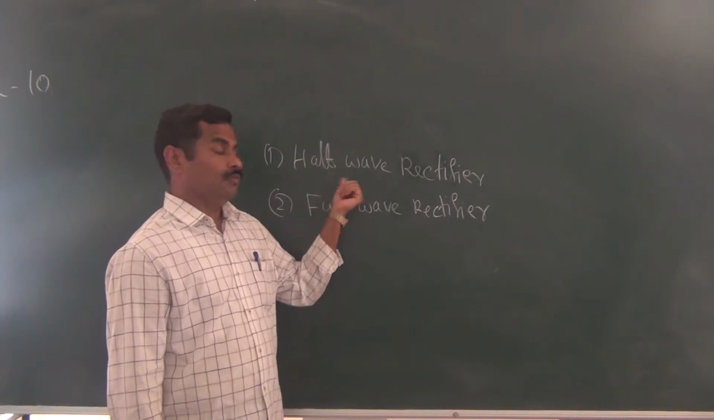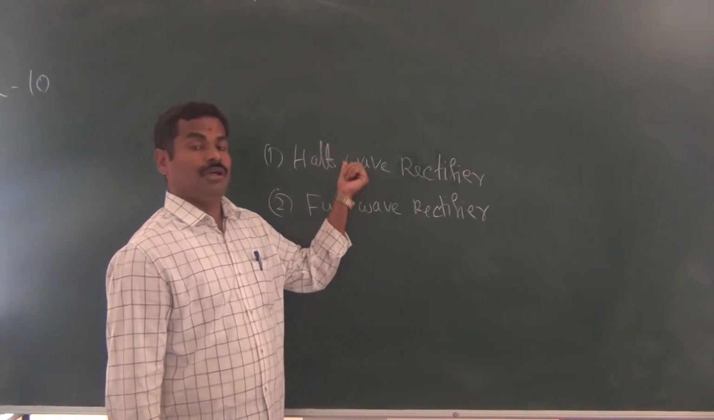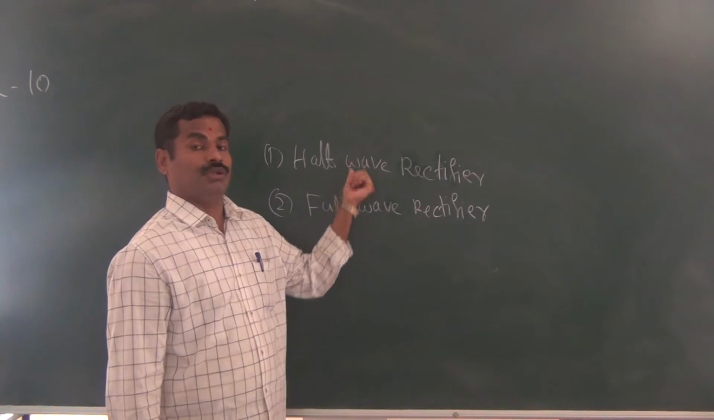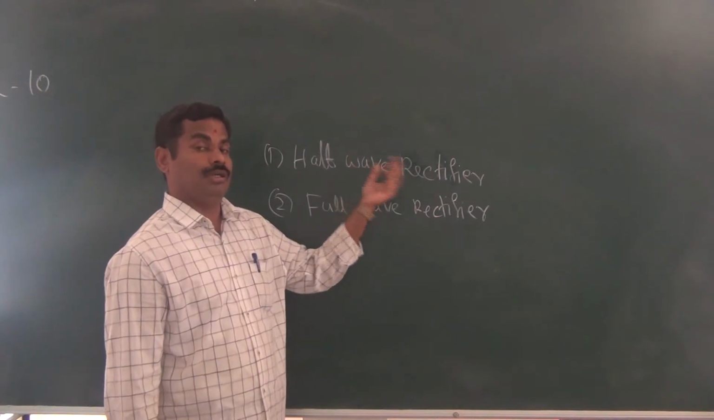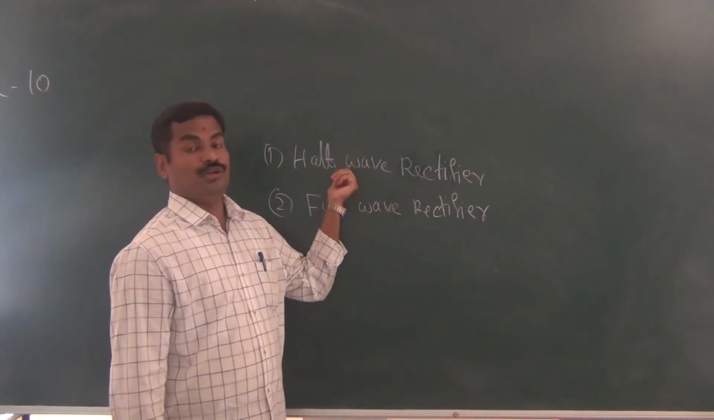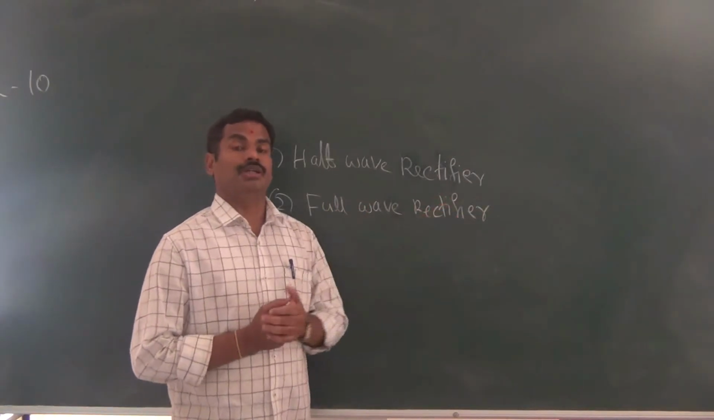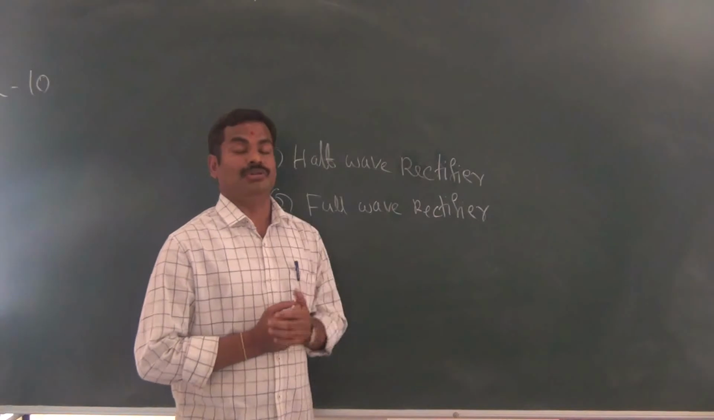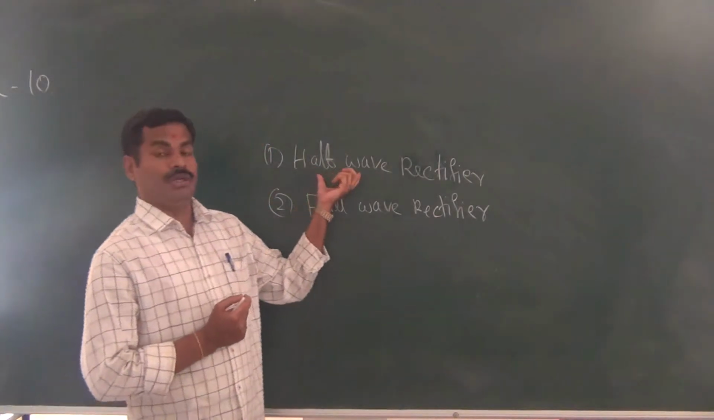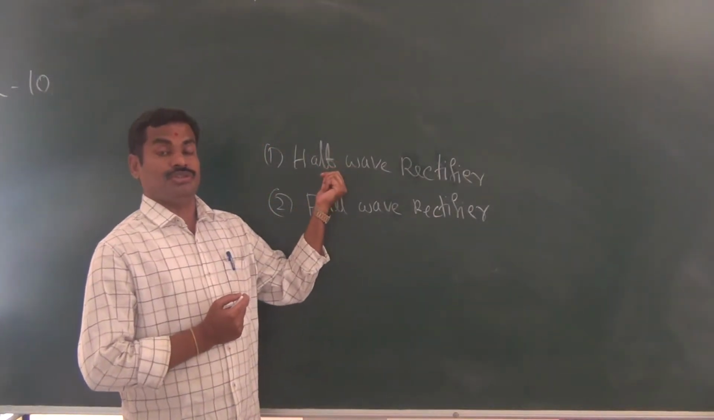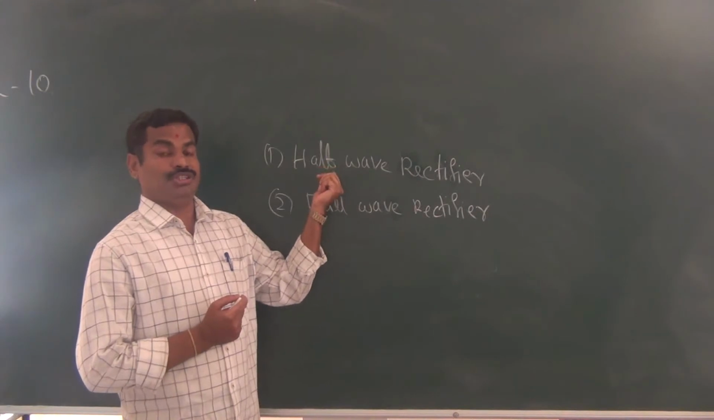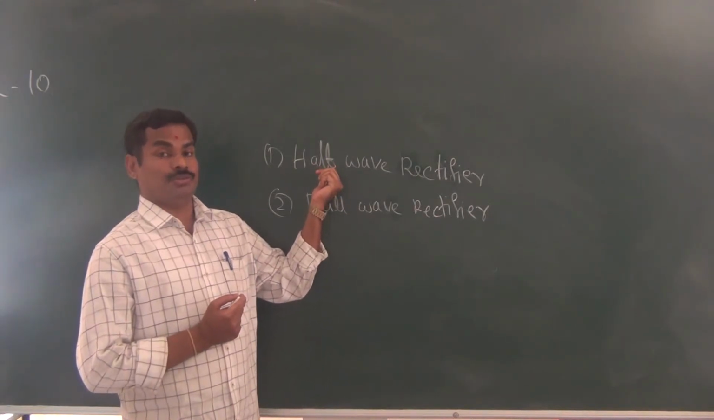Here you are using only one diode. For the positive half cycle, the diode conducts because it is forward biased, and you get the output. But in the negative half cycle, the diode is not conducting because it is reverse biased, so you do not get any output. That is the half-wave rectifier in a simple way. We use a step-down transformer for the AC.